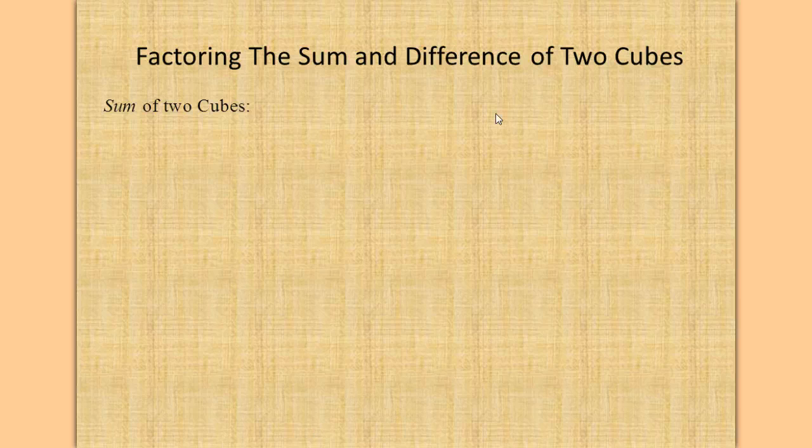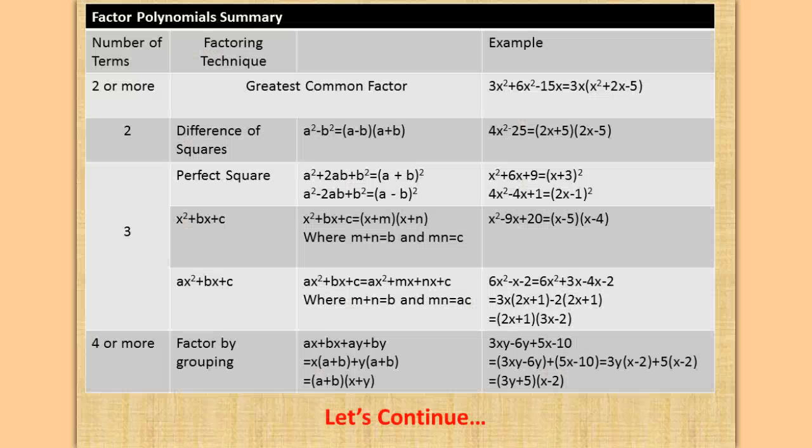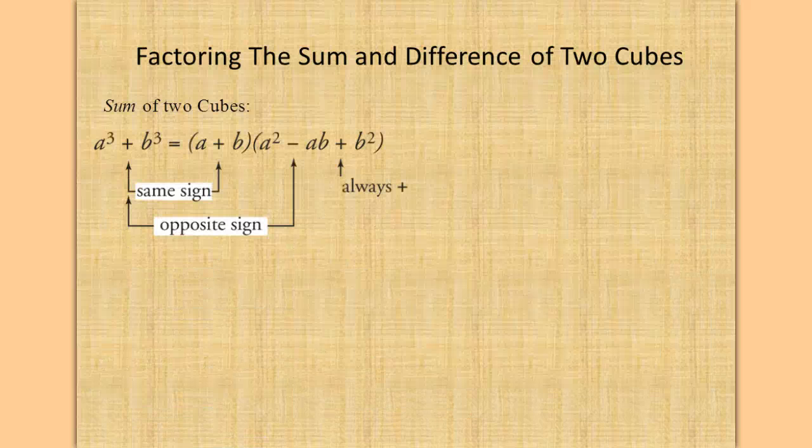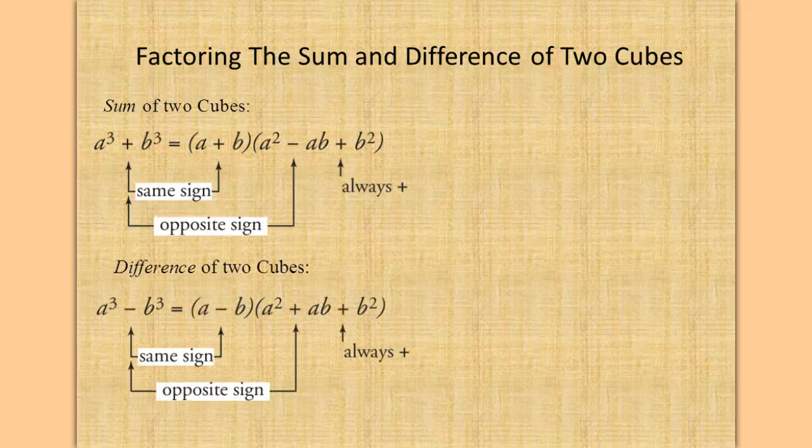Now we want to do something else. We want to factor the sum and difference of two cubes. And in high school, this is what we've learned: the sum and difference of two cubes. The sum of two cubes, a cubed plus b cubed, is equal to a plus b times a squared minus ab plus b squared.